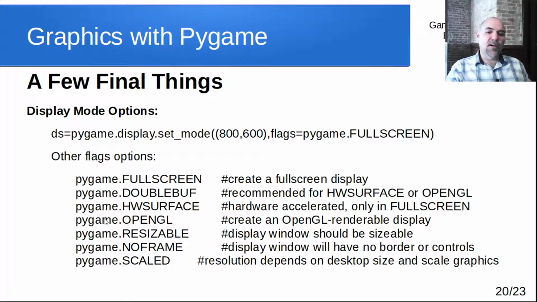There's some other options here as well, like OpenGL. You can make an OpenGL renderable display. You can make a hardware surface or an SW surface for software surface. No frame takes away the title bar at the top. Resizable makes it so that you can grab the edge and then resize it. But when you do that, you have to write some additional code to know when it's been resized. We'll talk about that later on in the class. But for right now, you can just do Pygame.display.setMode and then put the 800 by 600 in the parentheses inside of there, and that's it. You don't need to worry about any of the flags. They're optional.